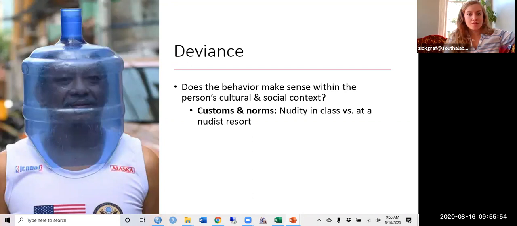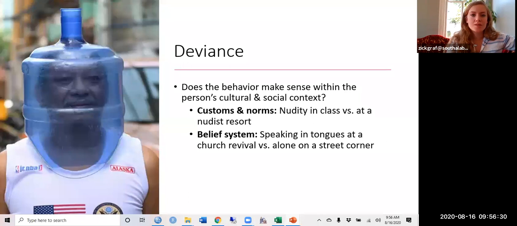So when we're thinking about an individual person's behavior being deviant, we have to think about their customs and their norms. An example of this might be nudity. There's nothing inherently deviant about nudity, but showing up to class naked would be really weird behavior because it goes against our customs of how we attend class, our social norms of when it's appropriate to be naked. So being naked in class is a really different behavior than being naked at a nudist resort or in your bathroom or in a gym locker room.